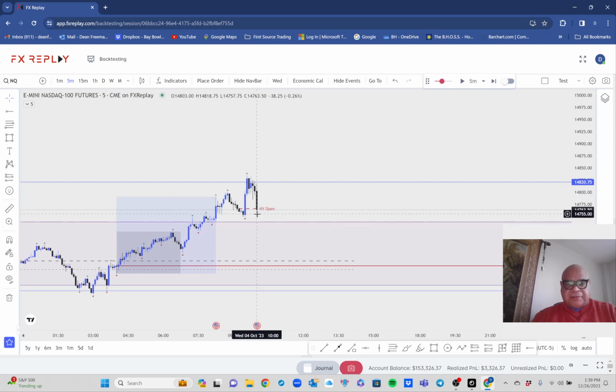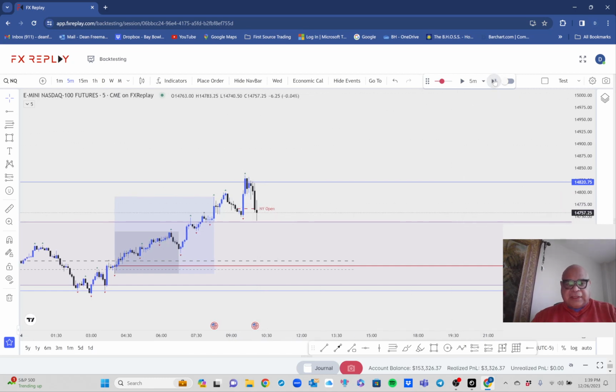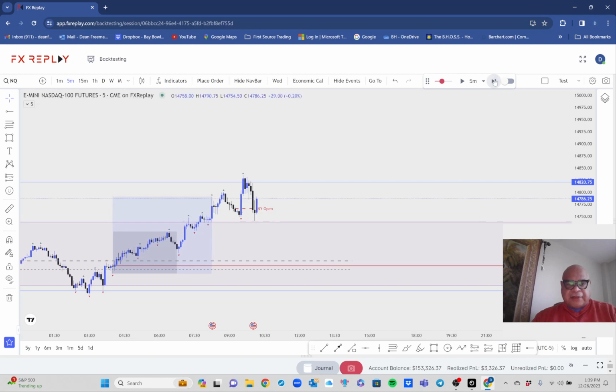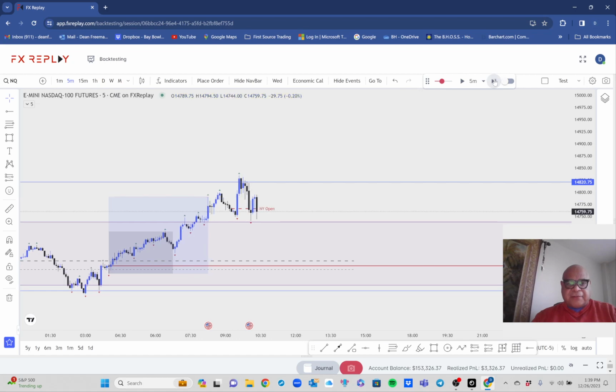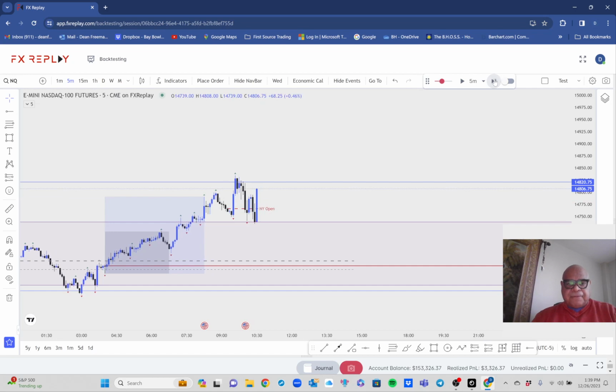I've got a big displacement candle here. I'm going to see what the next candle does, and comes through, clears out. I might be looking for a fair value gap here. I get another reversal, so we're going to get some choppy behavior before we head south. There we go.